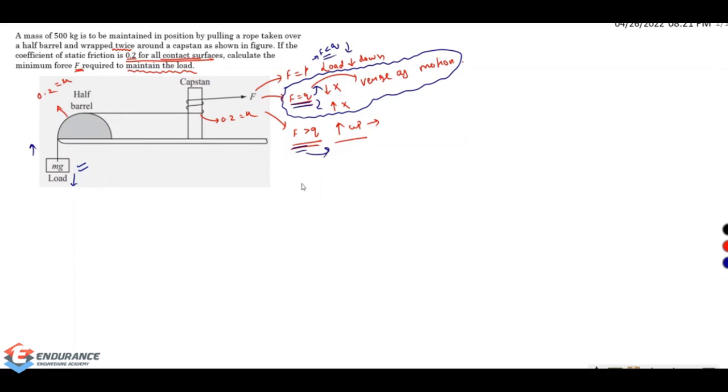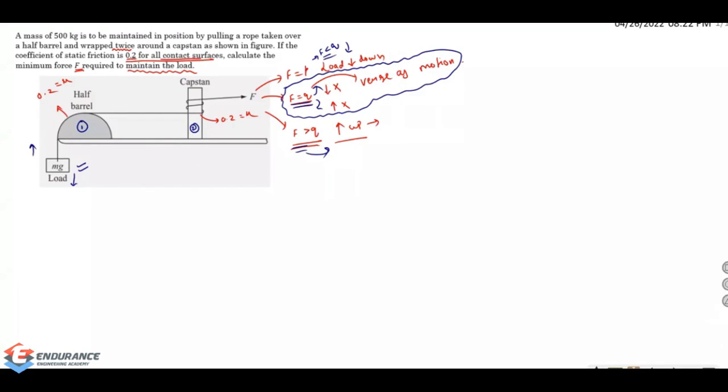Greater than Q, it will start moving up. So it is at the verge of motion. Okay, so this is the question they are asking. Let us do one thing. Let me draw a free body diagram for each and everything. I will draw a free body diagram for this one and also for this one.